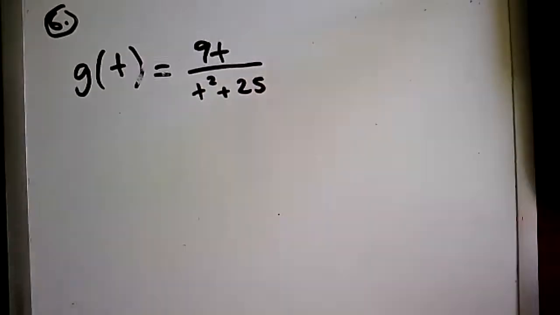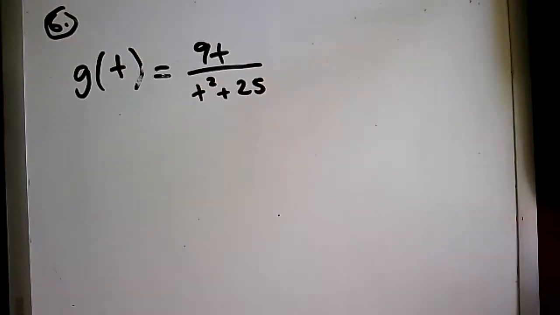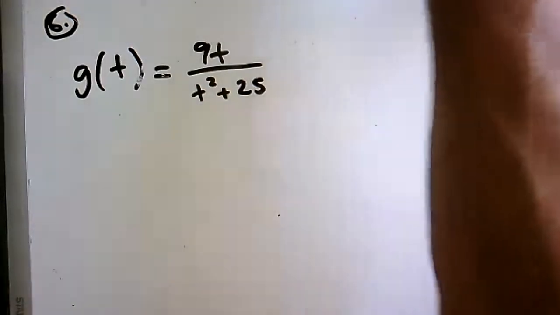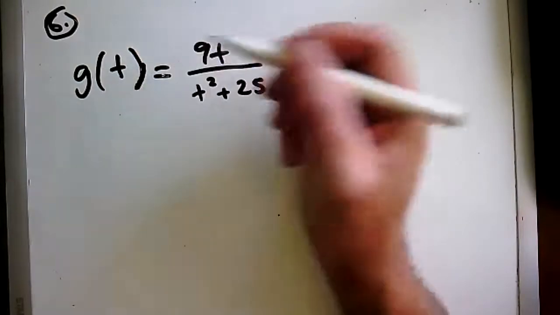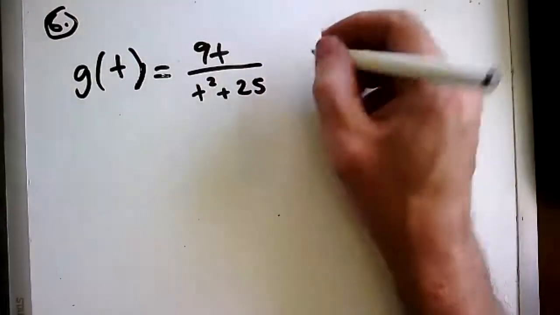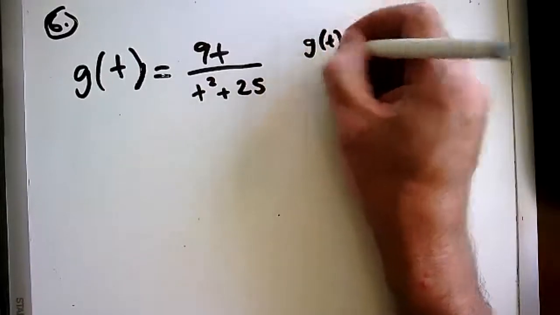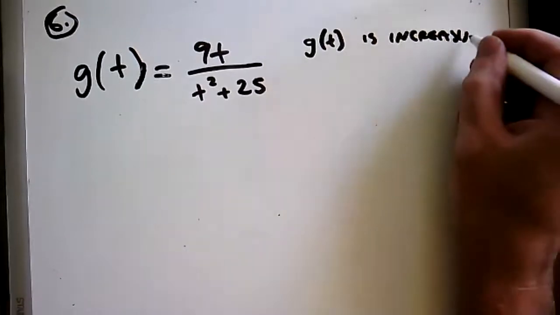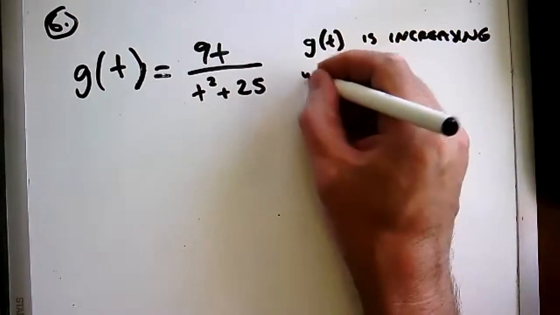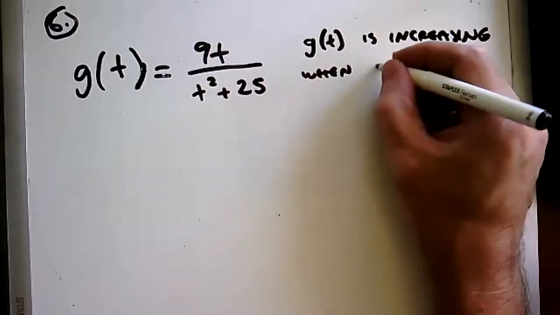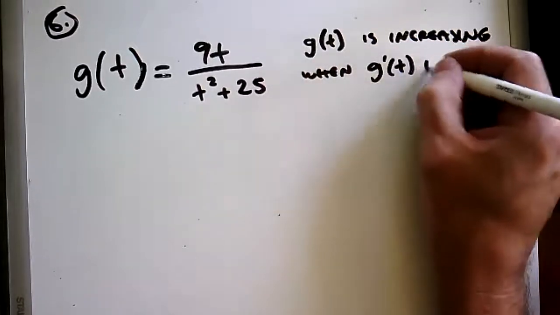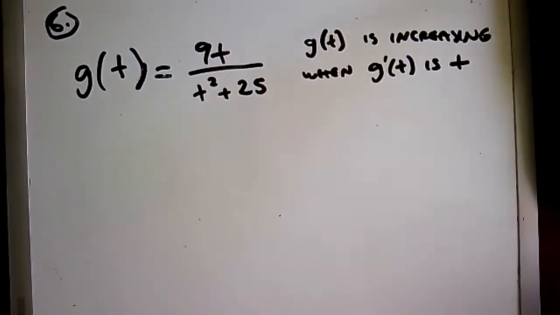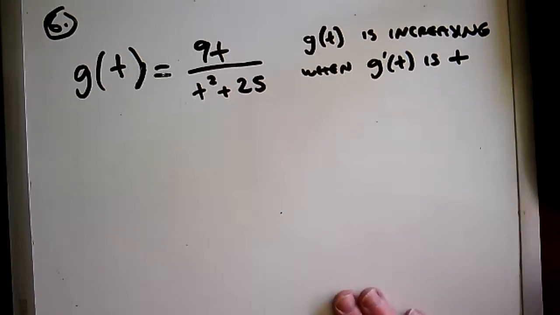Now, what you're not supposed to know is what this function looks like. We're not supposed to graph it. You're not supposed to know just by looking at it what's going on. We are going to use the tools of derivatives to figure this out. And so the key understanding here is that g of t is increasing exactly when g prime is positive, so greater than 0. And g of t will be decreasing whenever g prime is negative.